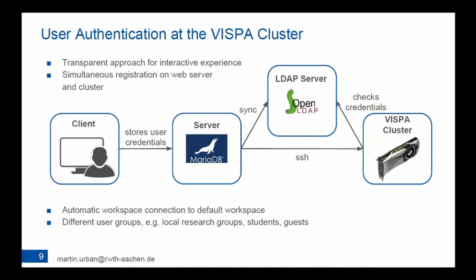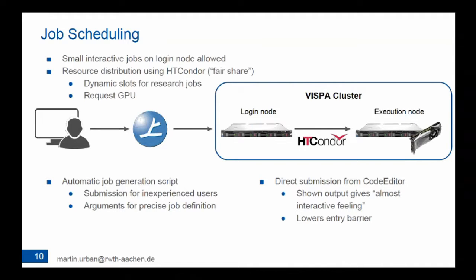Okay. Now the next step is that the user wants to run jobs on the cluster, of course. And for this, we have to talk about job scheduling. So we allow small interactive jobs on the login node. The user is connected over the server to some login node, but on this node we allow, as I said, only small interactive jobs. And we do some resource distribution using HTCondor so that we have a fair share of our resources. The jobs are submitted from this login node to every other node. And we have dynamic slots for research jobs.